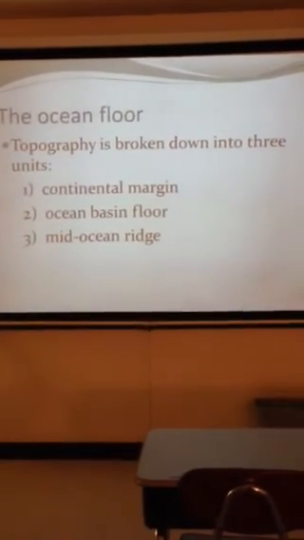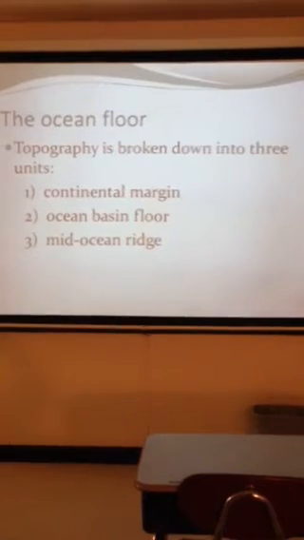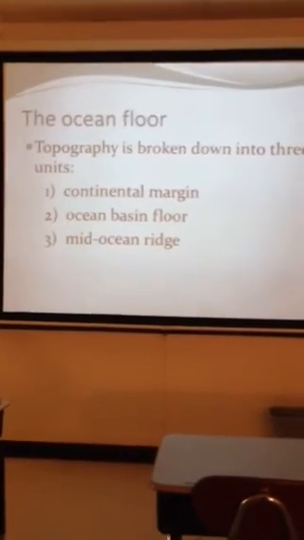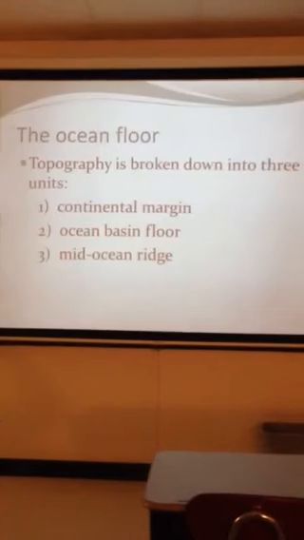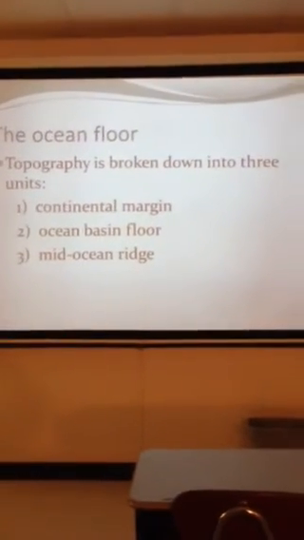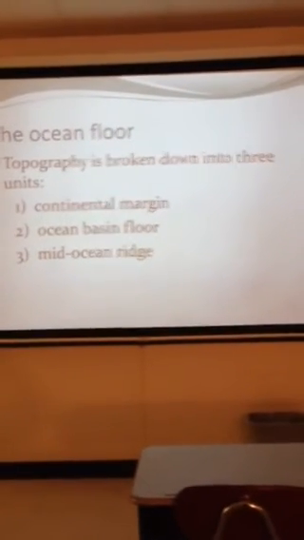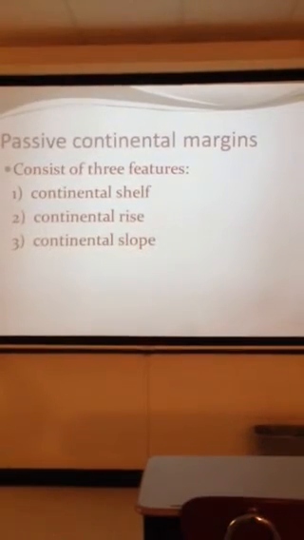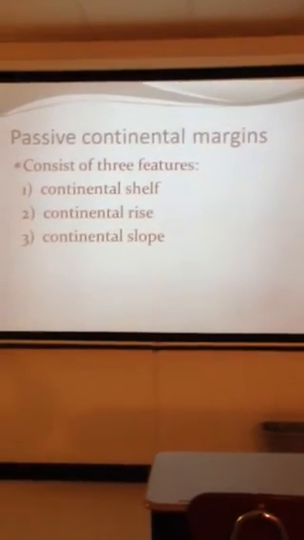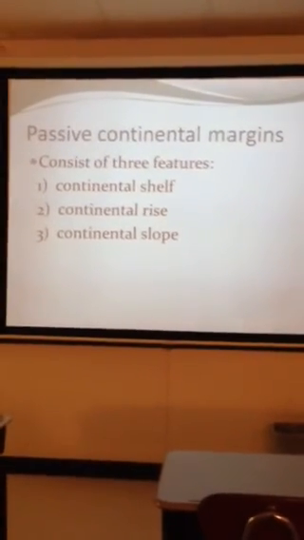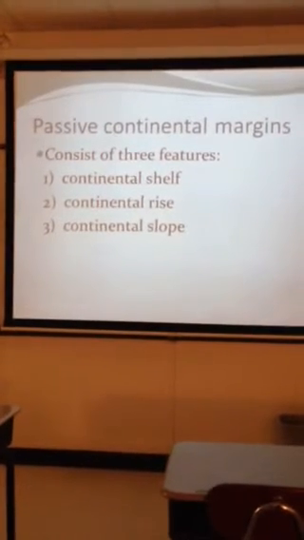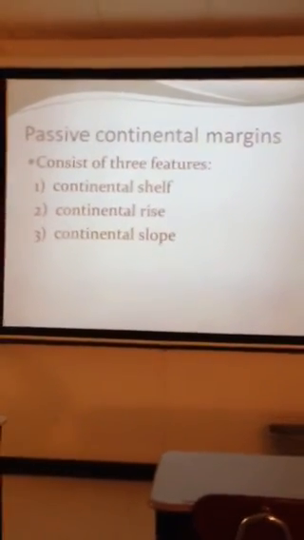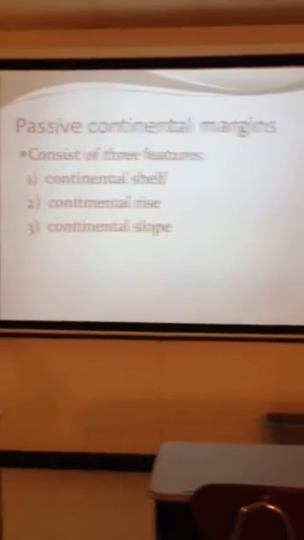The ocean floor is broken into three main units. We have the continental margin, the ocean basin floor, and the mid-ocean ridge. So within those three categories are all of the features that we have to know. We have what's called passive continental margins, which consist of the continental shelf, the continental rise, and the continental slope, as well as the continent and the continental edge that we discussed during class.